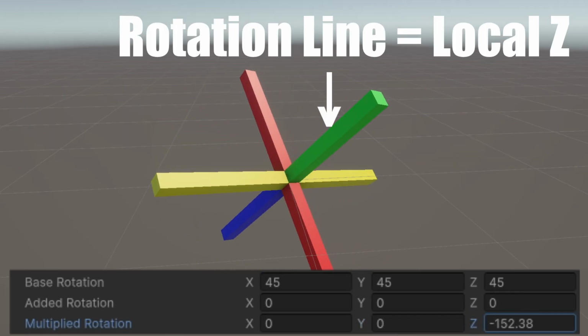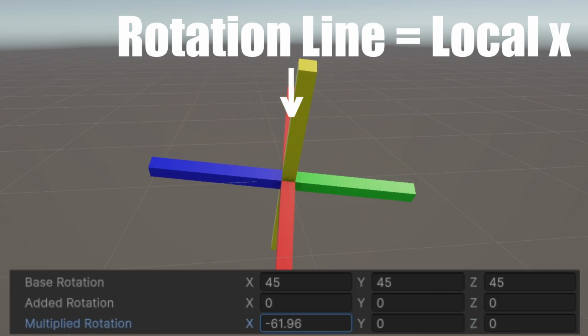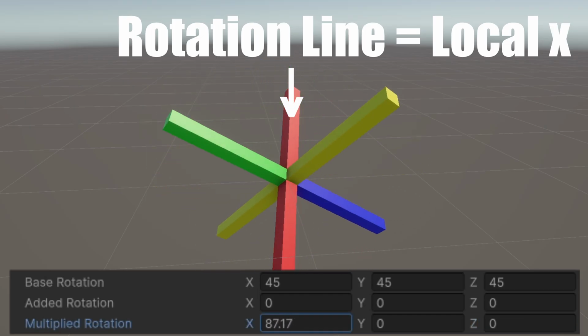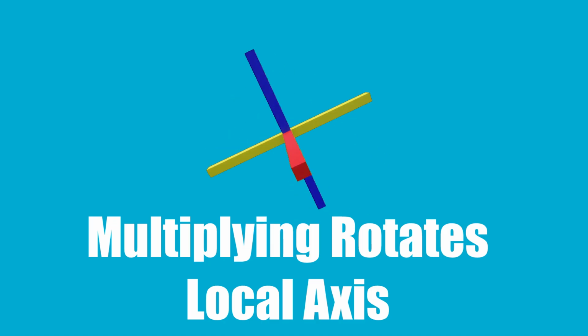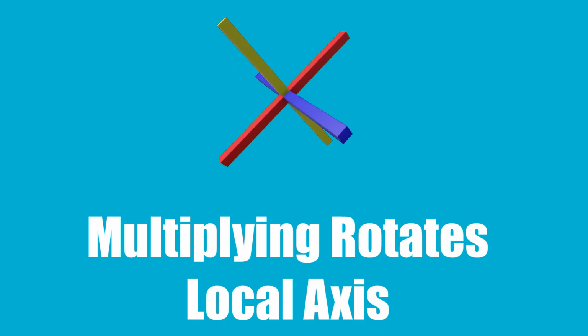We're going to be rotating along our local z axis, and when we multiply by an x rotation, we're going to be rotating by our local x axis. And that's pretty much what multiplying a rotation does. It just rotates us along our local axis.